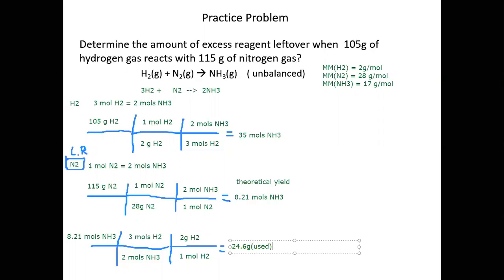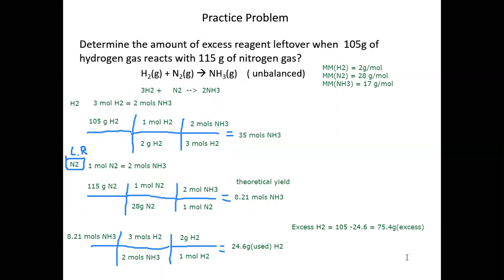By the way, if the amount used is more than the amount you started with, there's something wrong with your calculation. So the amount used should always be less than the amount you start with because it's an excess reagent. So we found the mass of hydrogen that was used. We initially started with 105, so the excess hydrogen would be 105 minus 24.6, and that would be 75.4 grams. And again, this is the excess. So that's how much hydrogen is left over.